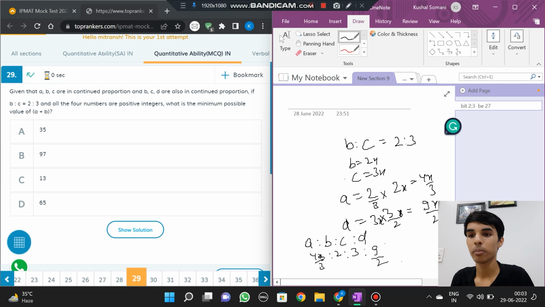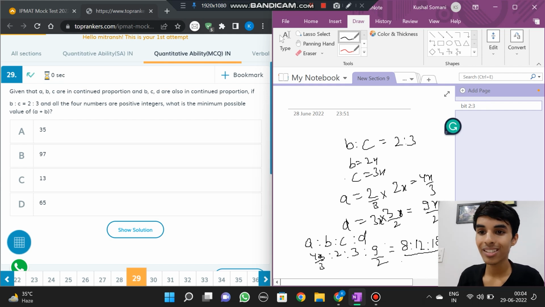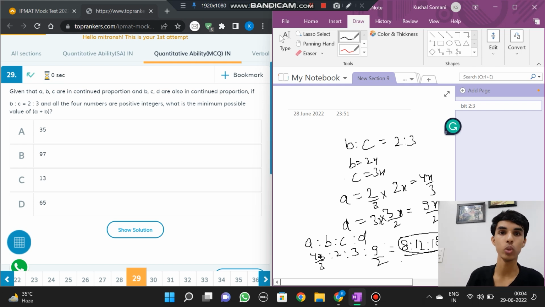Let's remove x since we are taking a proportion. We can multiply by the LCM to get it in integer form, and when we multiply by 6, we get 8 is to 12 is to 18 is to 27. So these are the values of the proportion. Now, there is no common factor among these four numbers, because 8 is 2 to the power 3 and 27 is 3 to the power 3, so there is no common factor between them.